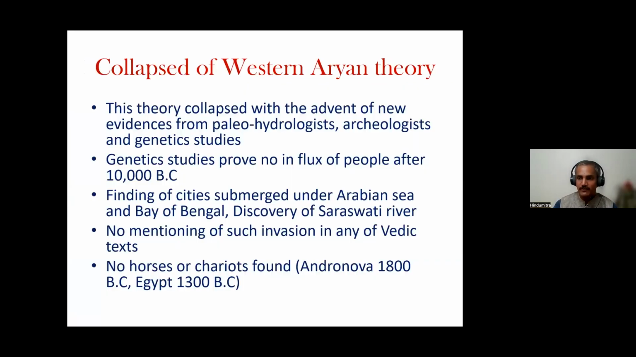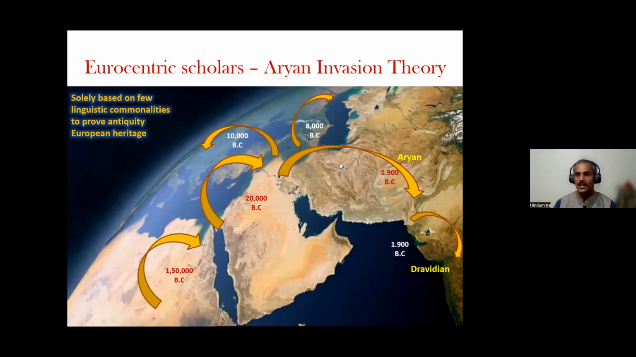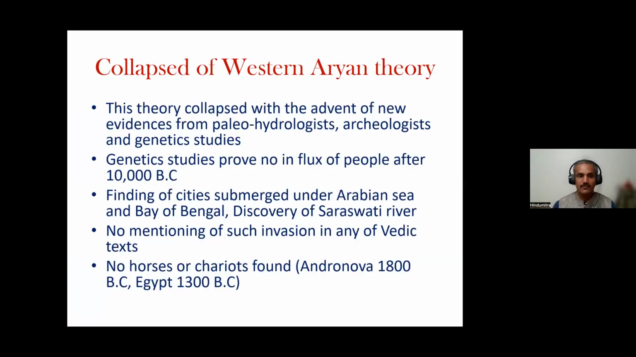So clearly, for the last 30 years, this theory has fallen on its face from the evidence from paleohydrologists, that means the people who study the ancient rivers, from the archaeologists finding material evidences, and from the scientists who do the genetic studies. The genetic studies prove that there is no influx of people after 10,000 BC into the Indian subcontinent. This is for sure the scientific evidence, and no one can refute it.